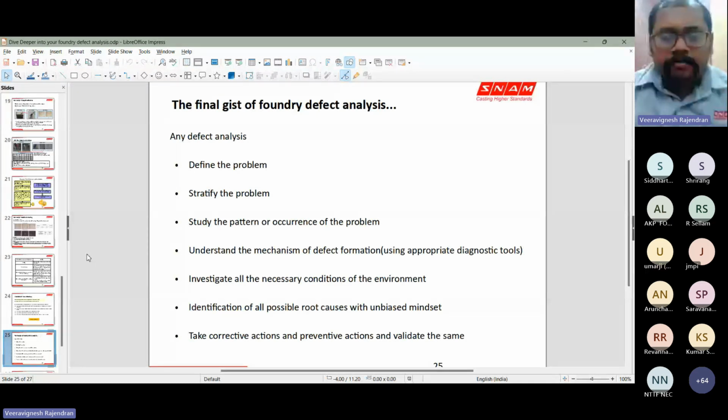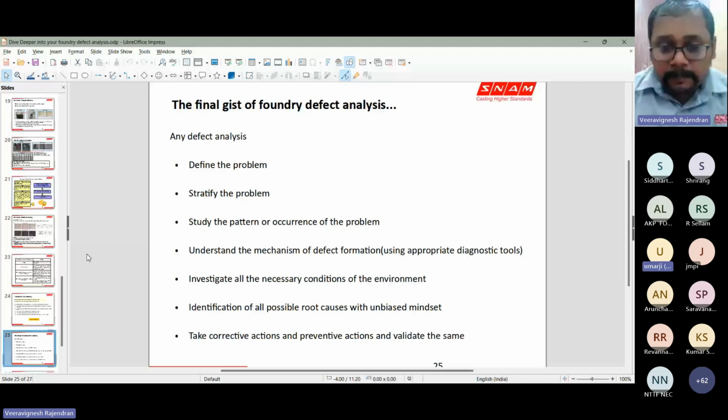If a molding person starts doing the root cause analysis, they should not bias that, okay, my molds have been good for the entire day, I think something is wrong with the liquid metal. No, there should not be any bias in identification of the possible root causes. Take corrective actions and preventive actions and validate the same.